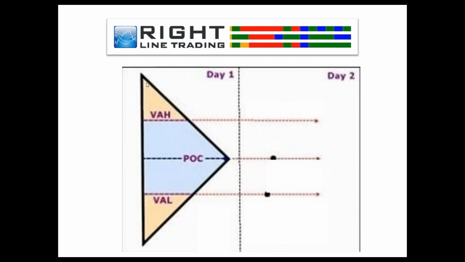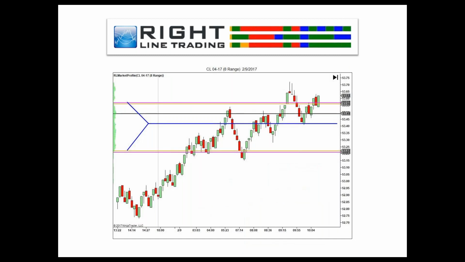And here again is the same representation. Essentially it's a bell-shaped curve, even though it's represented slightly differently. A perfect random distribution of data. And the point of control is the mean price, and the value area high and value area low comprise one standard deviation's worth of volume.